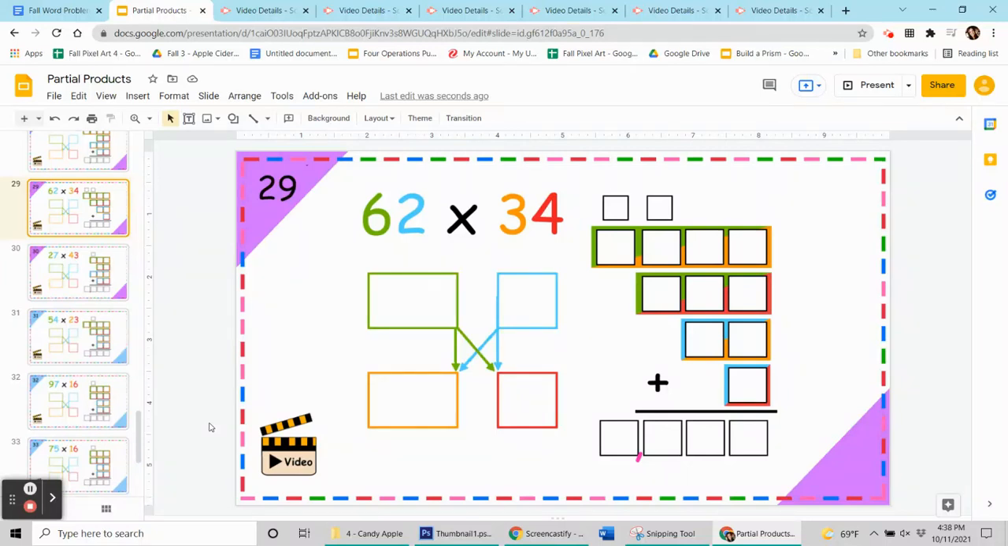Hi everyone, we're doing 62 times 34 using partial products. Whether you're on the worksheet or digital, it'll be the same steps. So let's go ahead and get started.